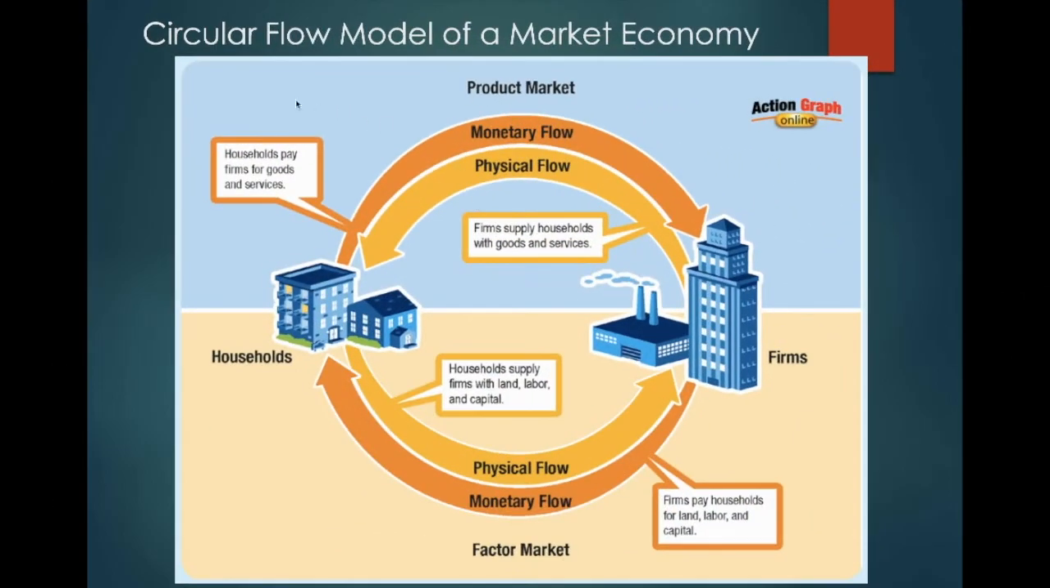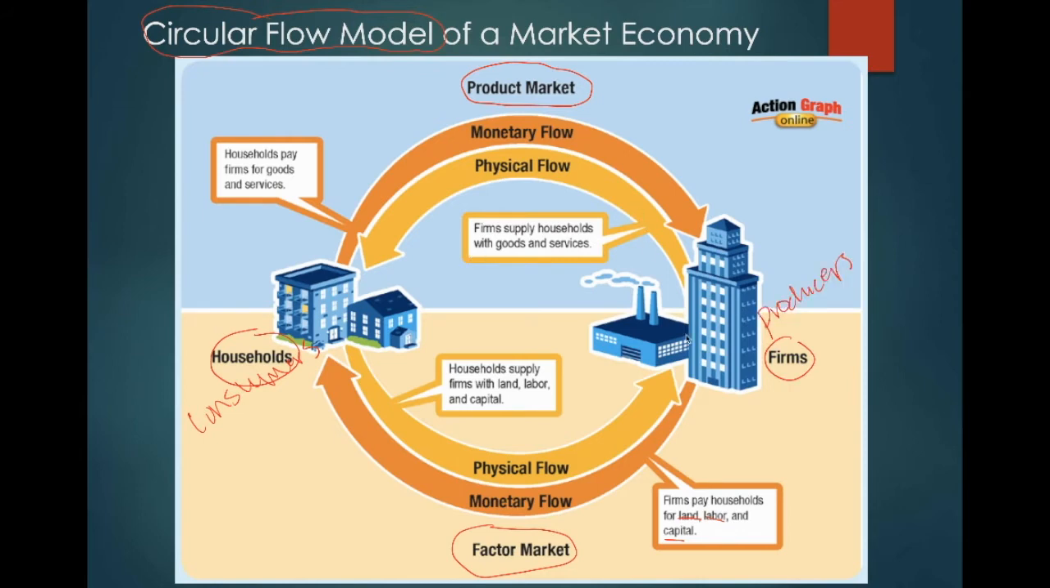So this is what we call a circular flow model. And this is really important to see because it shows how all of this interacts. So you have the two markets here. You have a product market, which is going to be your goods. And then you have your factor market, which is going to be what goes into making the goods. So this is basically your land, labor, and your capital in that exchange. So as you can see, you have households, which is basically consumers. And you have firms, which are your producers.